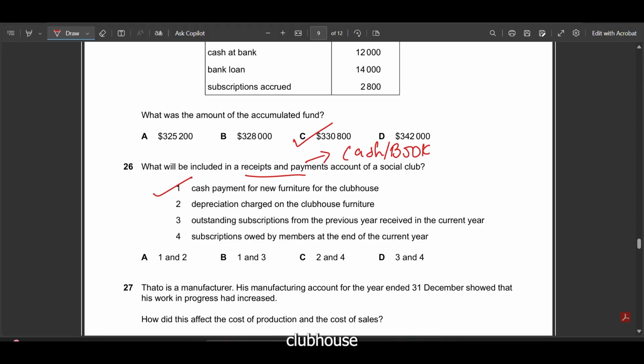Depreciation charged on the clubhouse furniture. See, again, depreciation is always a non-cash expenditure, so it will never affect your cash. So this will not come. Third one, outstanding subscription from the previous year received in the current year. Yes, this will obviously come because you are receiving cash in that particular year. No matter whether it is for the previous year or whichever year, if you are receiving, you will have to record it in your receipts and payment.